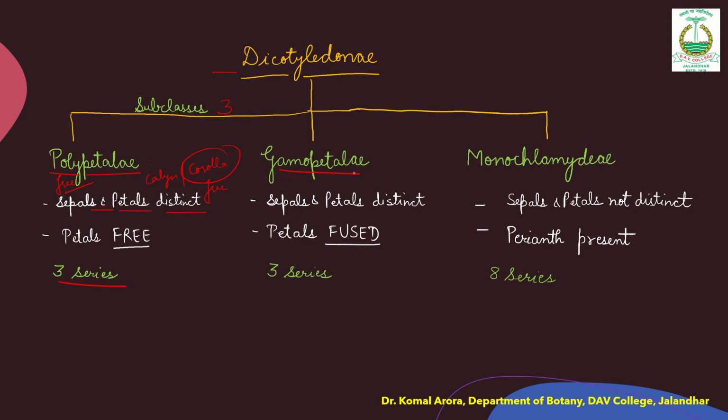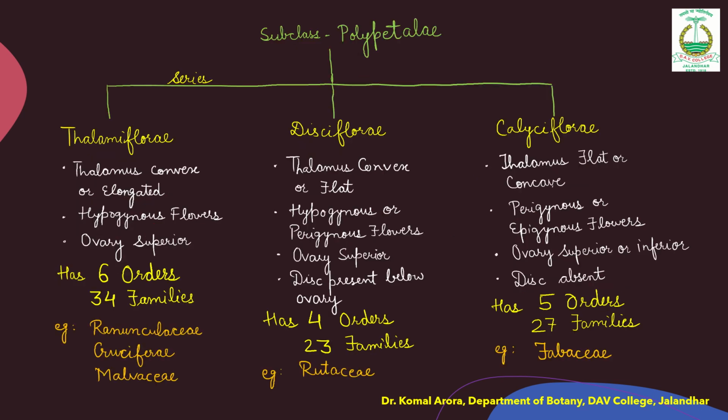Then gamopetalae, again sepals and petals are distinct, but here the petals are fused, that is gamo. It also has 3 series. Last is monochlamydeae. This subclass has sepals and petals indistinct, means you will not observe calyx and corolla. Rather, there is another whorl which is called perianth, and the individual part of perianth is called tepal, and it has a total of 8 series. Now coming to the details of these subclasses.